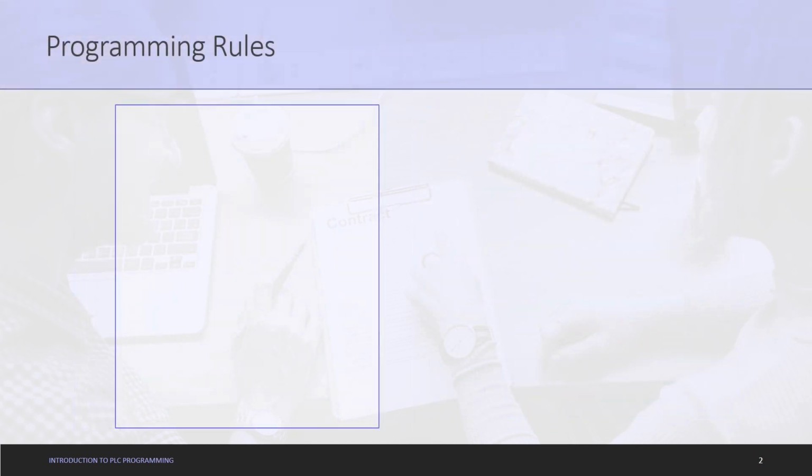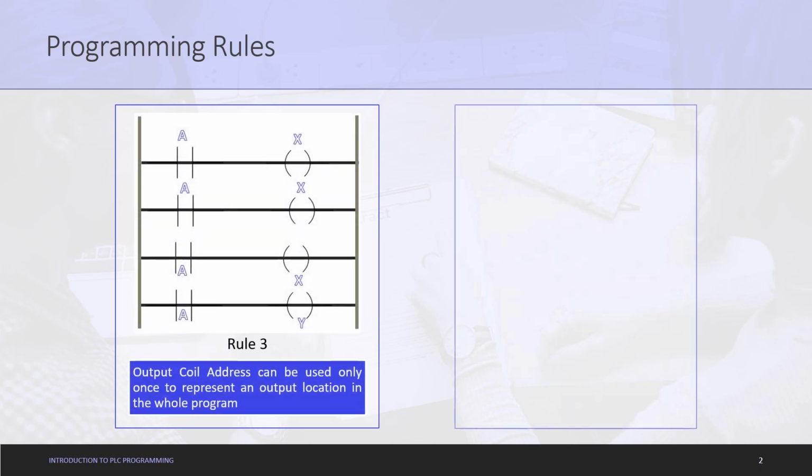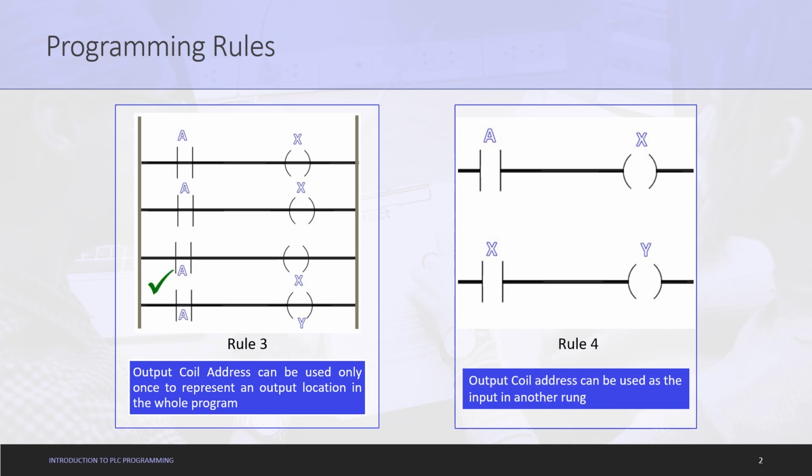The third rule: the output coil address can be used only once to represent an output location in the whole program. That is, we can have multiple input switches having the same address A, but the output address X can be used only once as an output. But this output address X can be used as the input of another rung. I shall repeat myself. While doing a ladder program, we cannot use the same output address in more than one rung as an output, but we can use the address of an output as the input of the next rung. So these were the four basic programming rules that we had to look at.